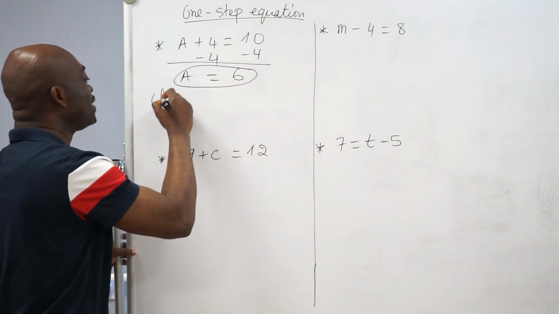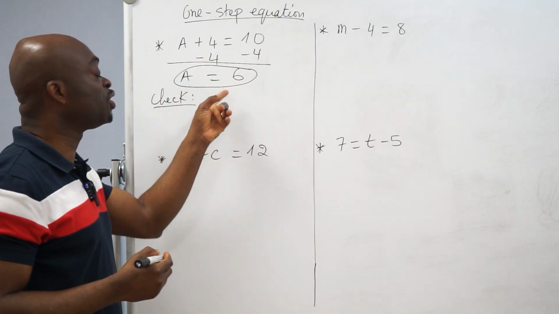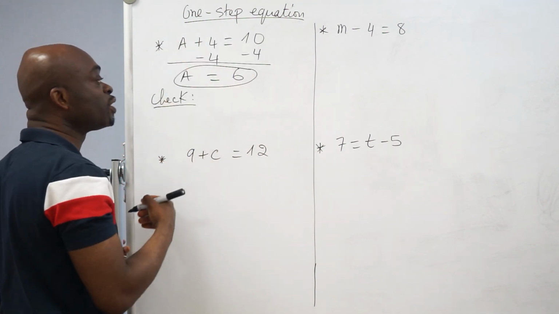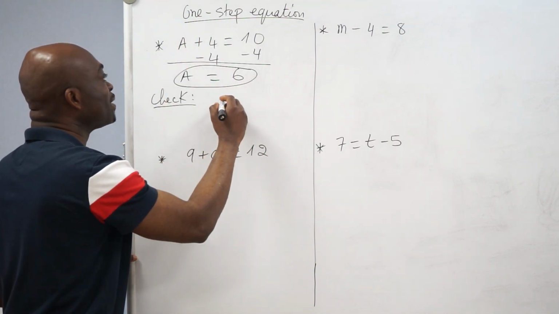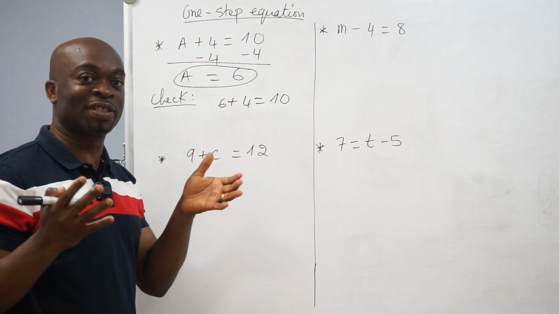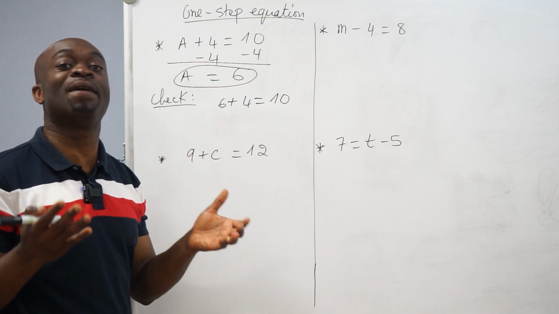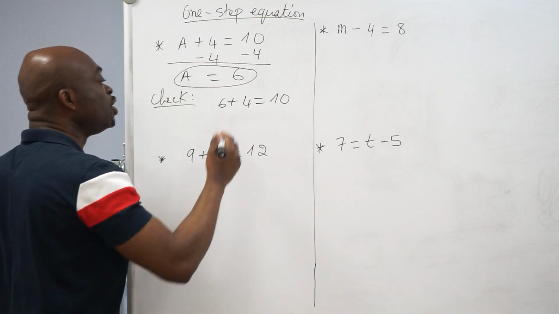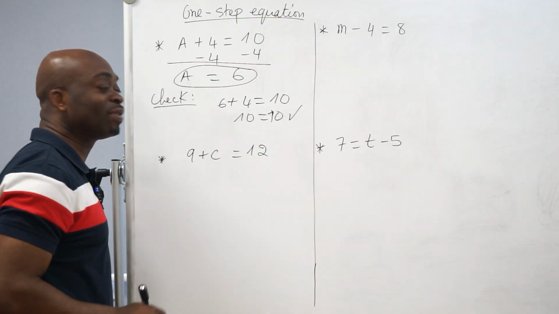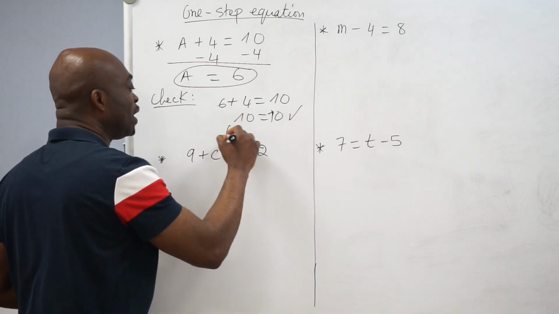So how do we check that? To check that, we go back to the original equation and substitute A with 6. The original equation is A plus 4 equals 10. So that would give us what? 6 plus 4. And we want to know if both sides actually check out. They are balancing. Do we have the same numbers on the left and the right side? So 10 equals 10. This checks out. This is a true statement. We call it a true statement.